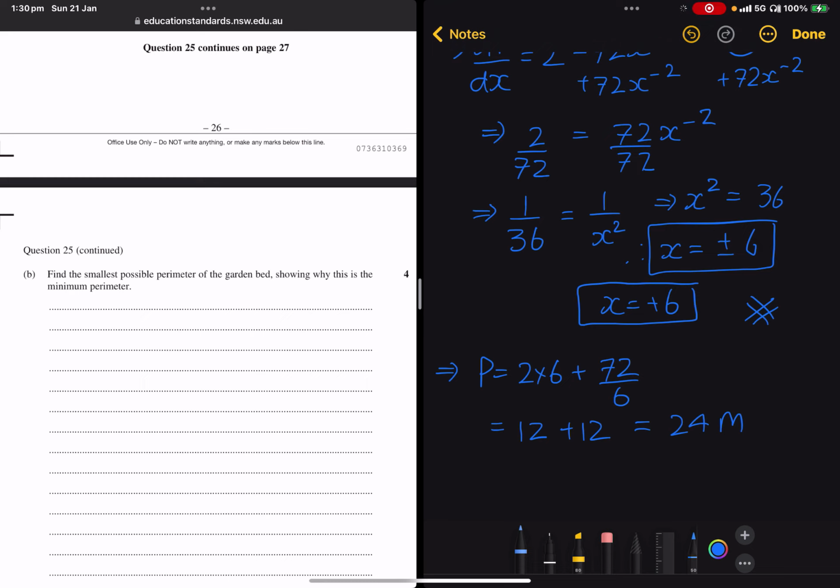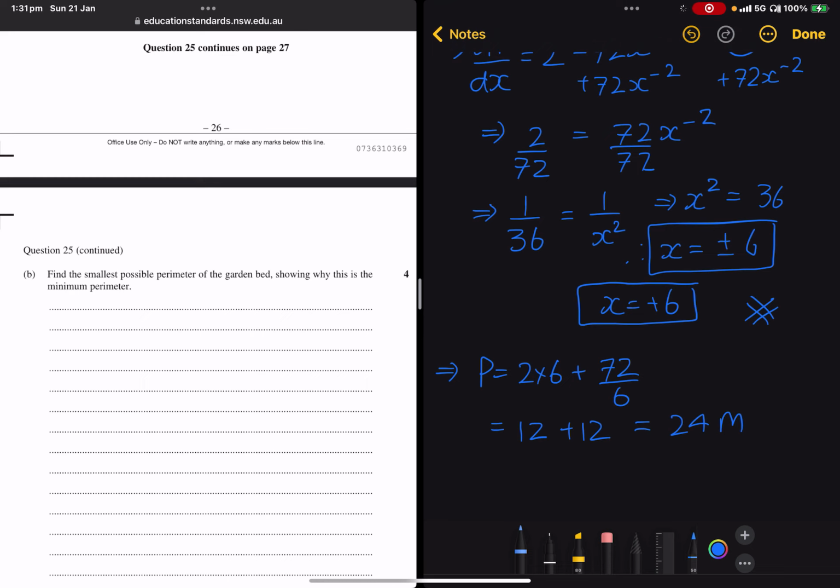Now, show why this is the minimum perimeter. There's several ways to go about this. One, you could check values of x slightly to either side of x equals plus 6. And this is a perfectly fine method. Some people complain about this method. They say, oh, you haven't used fancy derivatives or super fancy calculus in order to do this. You don't need to, right? Anything that demonstrates that this is a minimum is going to be acceptable.